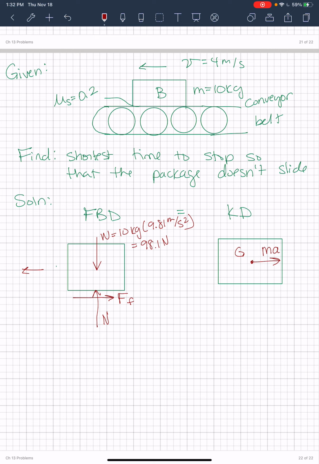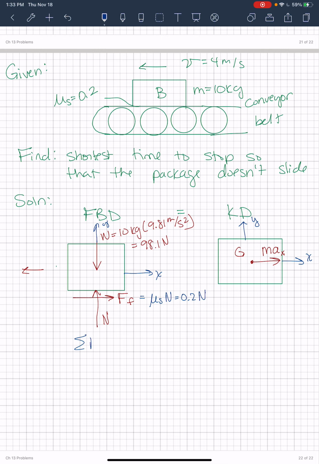So m a sub x. And then I'm going to draw our x and y components, so positive x and positive y. We don't know the normal force or the force of friction. We know the force of friction is going to equal mu sub s times the normal force, but we still need that normal force. So that's 0.2 times that normal force.